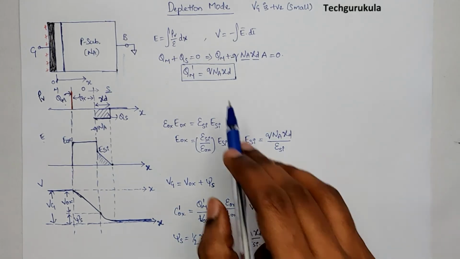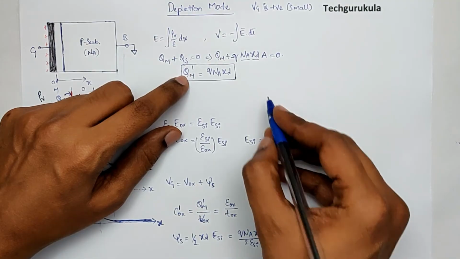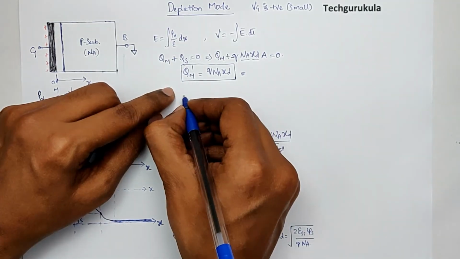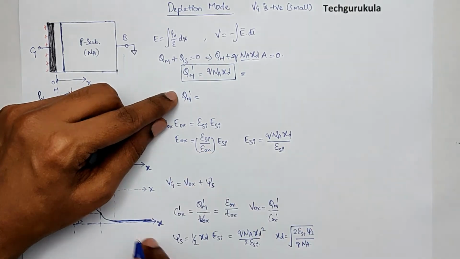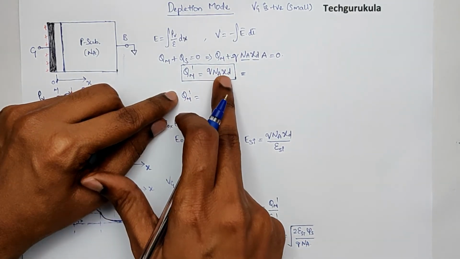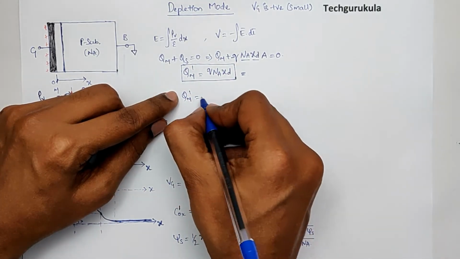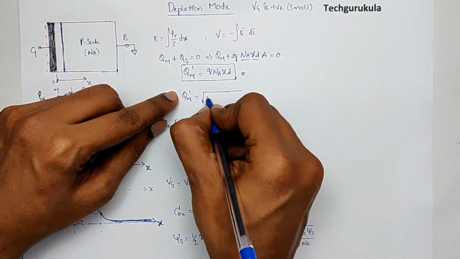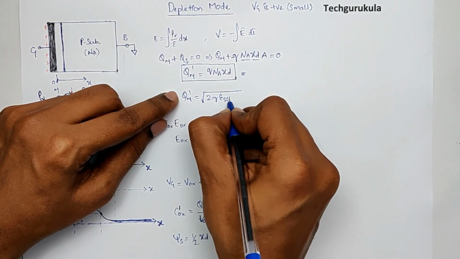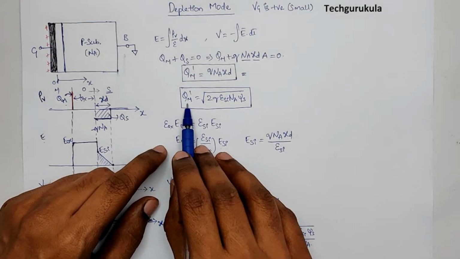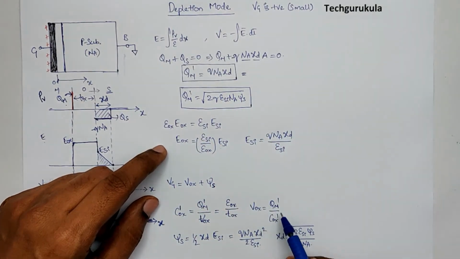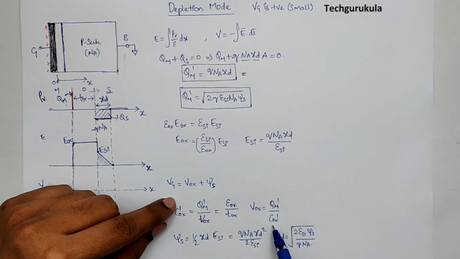So if we substitute this into this, we will get Qm prime is equal to, let me write here, Qm prime is equal to, if you multiply this with this and substitute xd equal to this value, we get the square root of 2q epsilon Si Na times psi s. Now once we know Qm prime, we can substitute that here and get what is Vox.